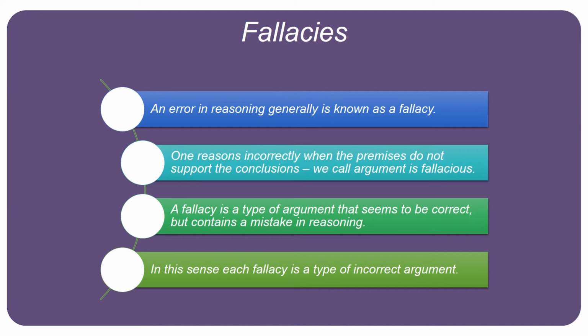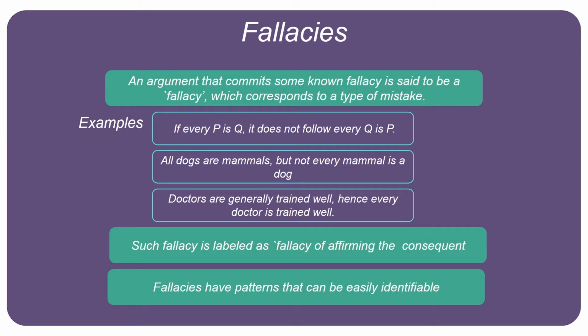An error in reasoning generally is known as a fallacy. One reasons incorrectly when the premises do not support the conclusion. We call such an argument fallacious. A fallacy is a type of argument that seems to be correct but contains a mistake in reasoning. In this sense, each fallacy is a type of incorrect argument. An argument that commits some known fallacy is said to be fallacious, which corresponds to a type of mistake.